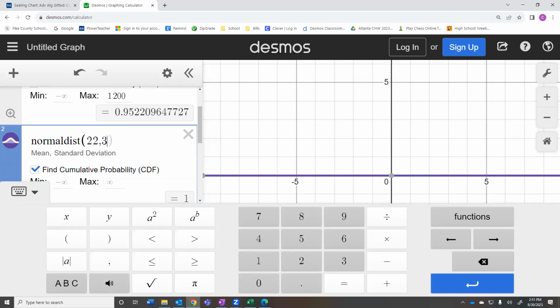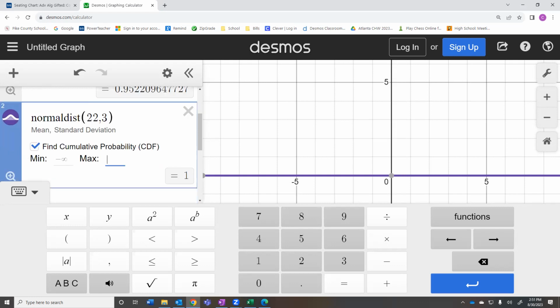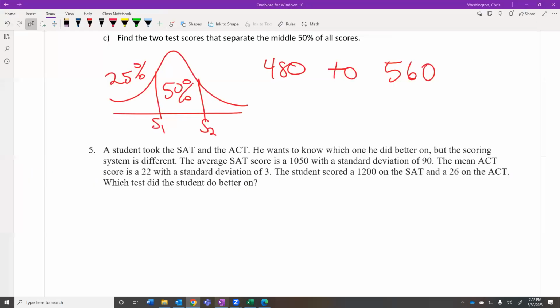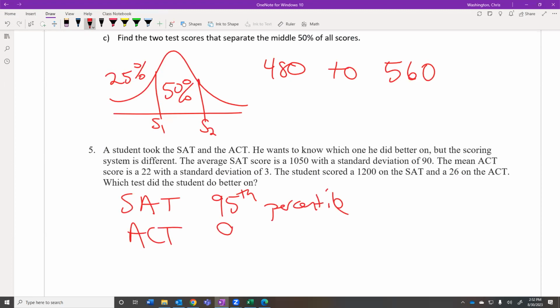And what did he make? He made a 26. So the max is going to be a 26. So on the ACT, he only did better than about 91% of people. But on the SAT, he did better than 95% of the people. So which one did he do better on? The SAT. So SAT, he was in the 95th percentile. The ACT, he was in the 91st, if we round, percentile.